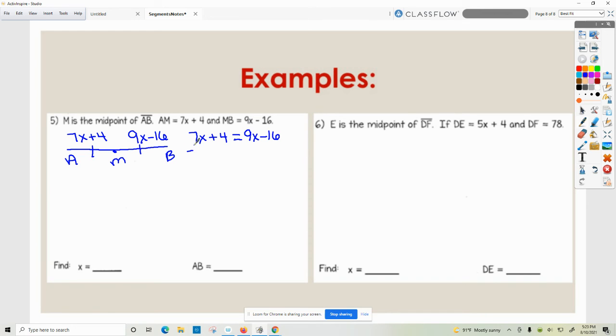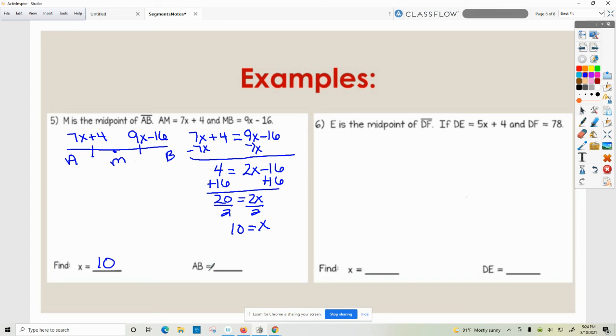I would subtract my 7X's from here and on the other side, subtract that 7X. So that's going to leave me with a positive 4 equaling 2X minus 16. I would add 16 to both sides. So 2X is going to equal 20. Divide by your 2. So X is going to equal 10. Now, when I look at the bottom, they want to know the length of A to B. So again, I'm going to do it just like I did the previous one. Take your 10 back and substitute it in.